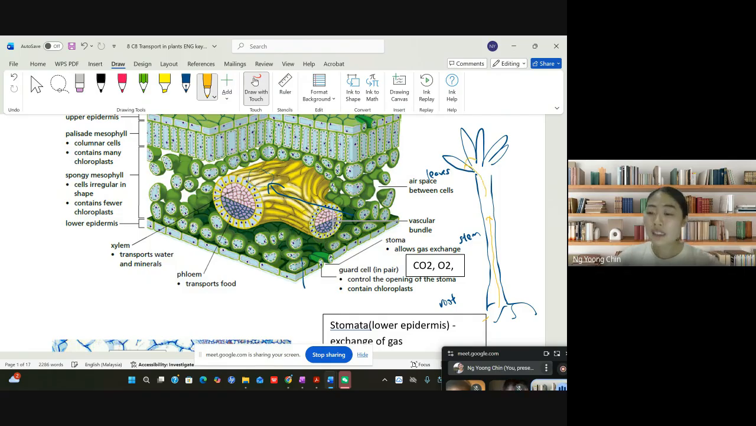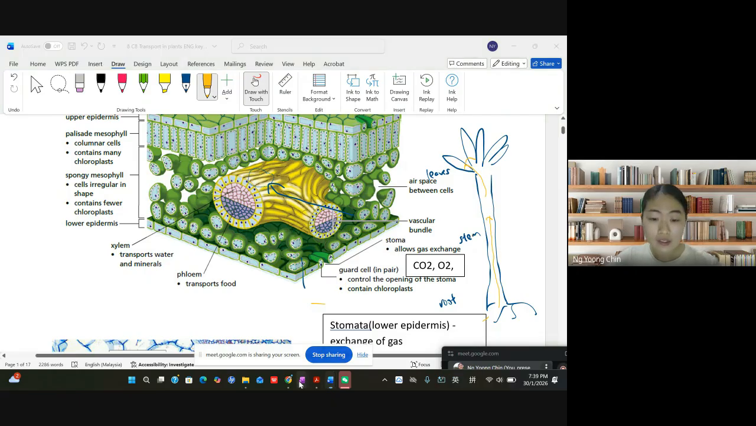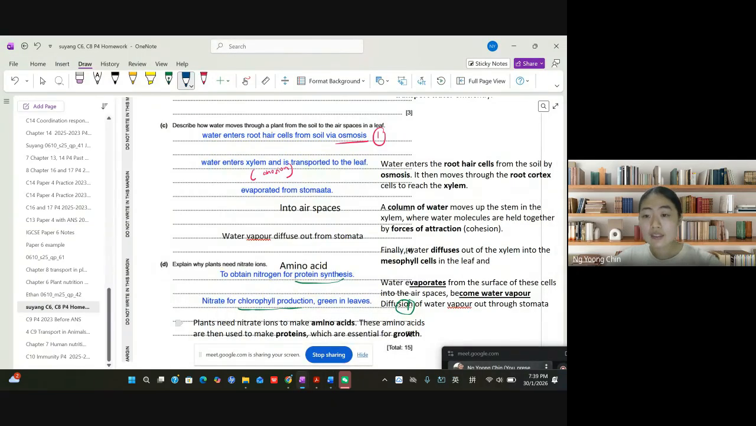Whenever the water travels, the direction is upwards, because it's from the downside to the upside, right? So this is helped by a force, which is a pulling effect. We call this force as what? Cohesion and adhesion. So you need to know about these two types of force, cohesion and adhesion, which is the force of attraction between the water molecules.